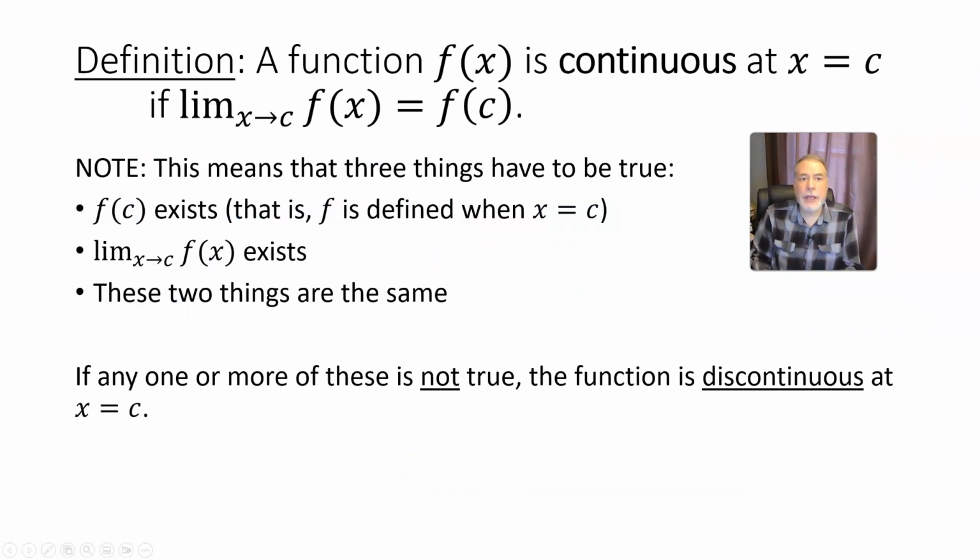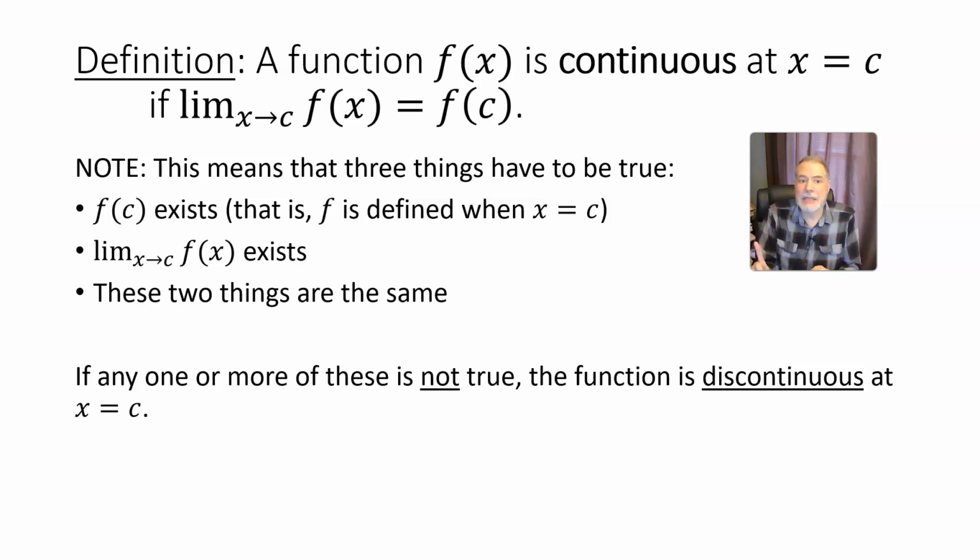So now for the official definition. A function f of x is continuous at x equals c if the limit as x approaches c of f of x equals f of c. I pretty much already told you that this is what continuous means, but this definition here is really three conditions in one. There's three things that have to be true for a function to be continuous.